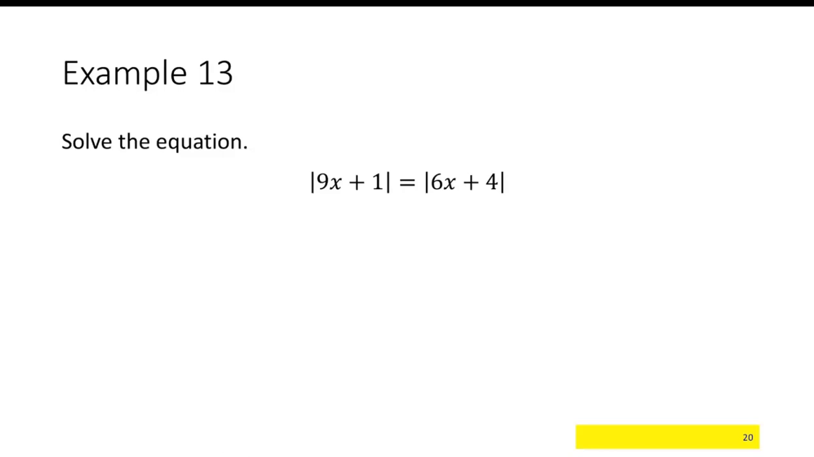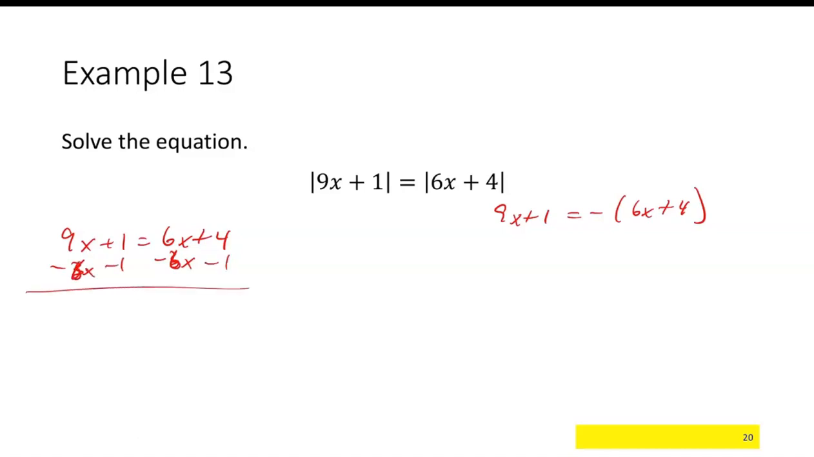All right, one more. The absolute value of 9x plus 1 equals the absolute value of 6x plus 4. I write it 9x plus 1 equal to 6x plus 4. And then 9x plus 1 equal to the negative of 6x plus 4. The left side, I can subtract 6x from both sides and subtract 1 from both sides. I will have 3x is equal to 3. So divide by 3, I get x equal to 1.